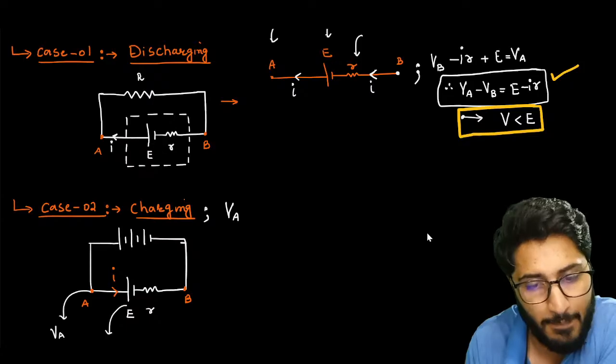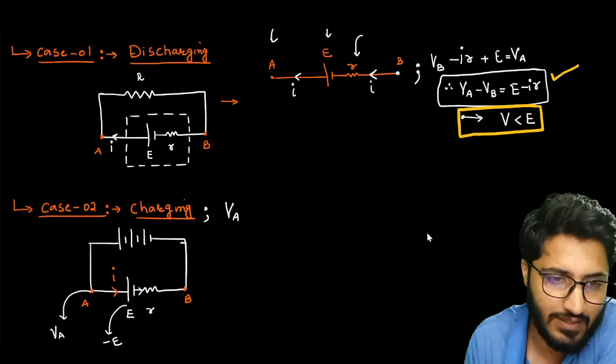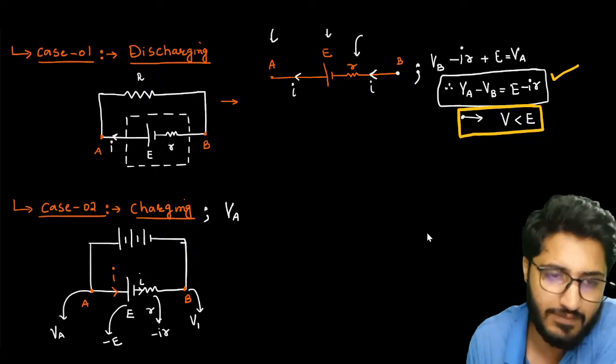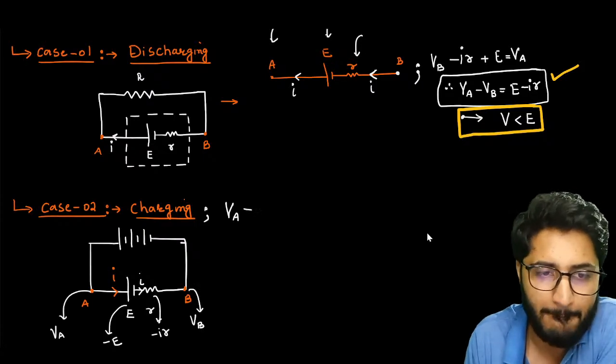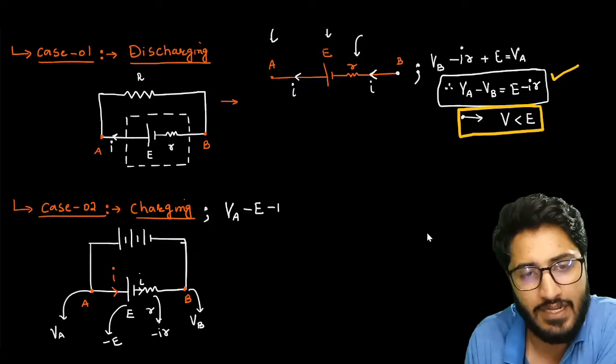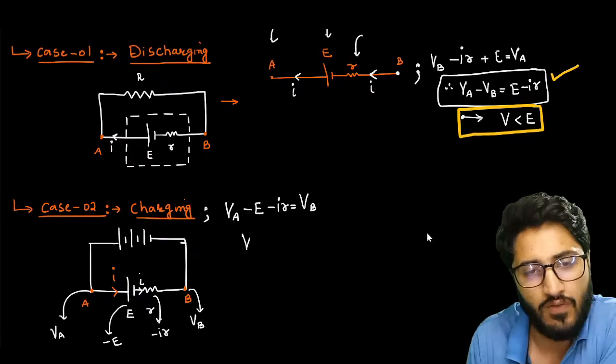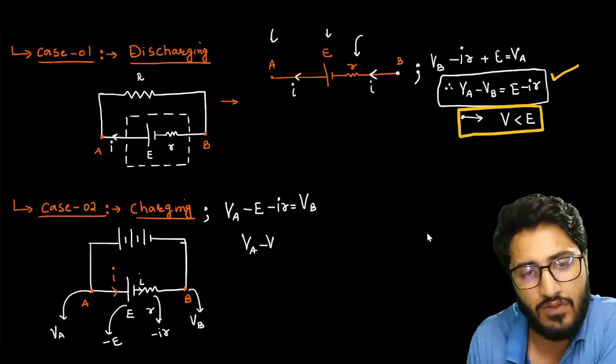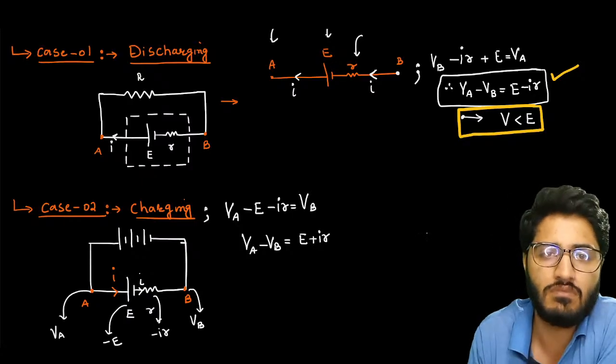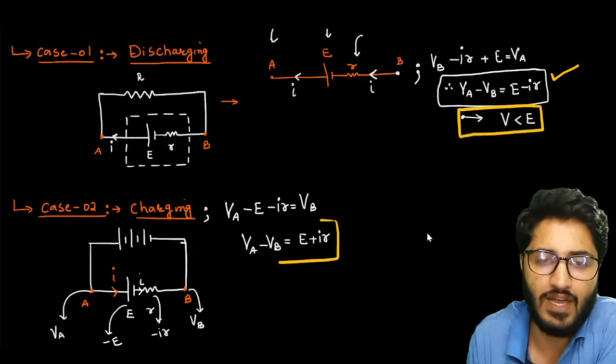Potential of this one will be minus E. Current I, here is current I. Potential of this one would be minus IR. Potential of B will be VB. So VA minus E minus IR equals VB. So you will write VA minus VB equals E plus IR. It is E plus IR.